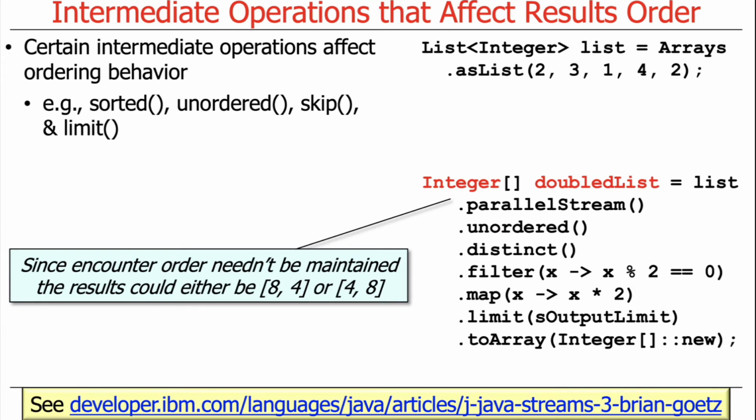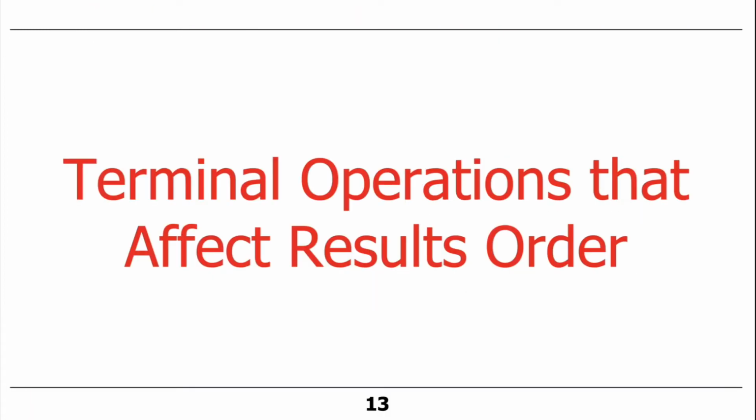So if we put unordered here, then the output could either be 8.4 or 4.8. We don't know, we don't care, because we said we don't care because we made this thing unordered, even though it starts from an ordered collection.